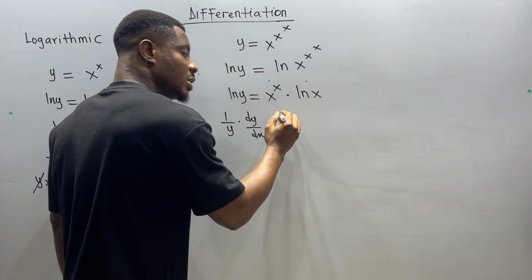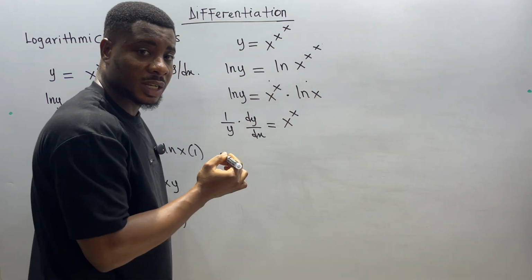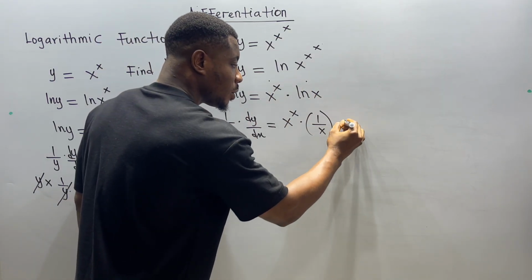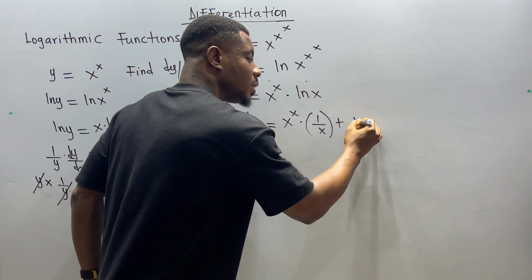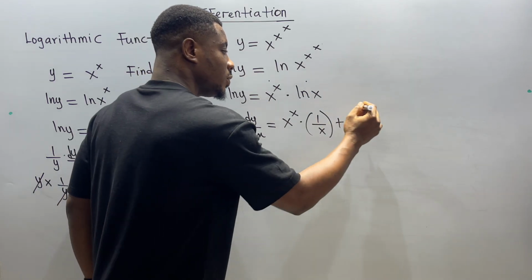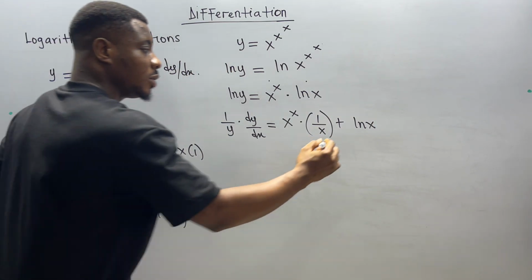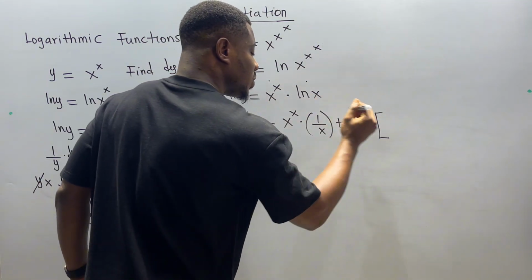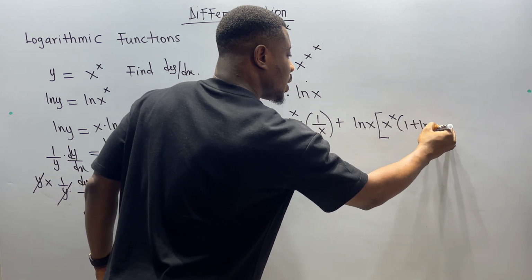So u is x to the power of x. dv over dx means differentiate ln x. That will give you 1 over x plus, keep v. We keep v, that will be ln x. Differentiate x to the power of x. We've done that already. This is the value, x to the power of x into 1 plus ln x.